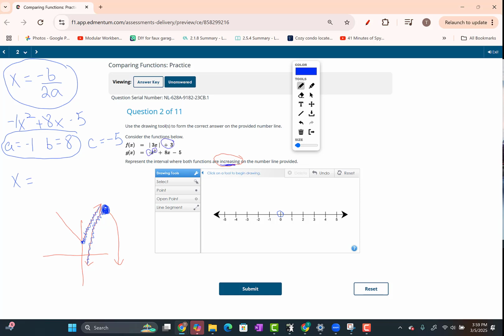So x equals negative 8 divided by 2 times negative 1. That's negative 8 divided by negative 2, which equals positive 4. So it stops increasing at positive 4. So that's our answer.